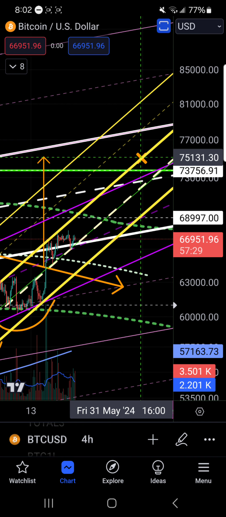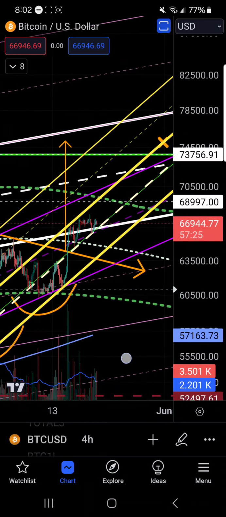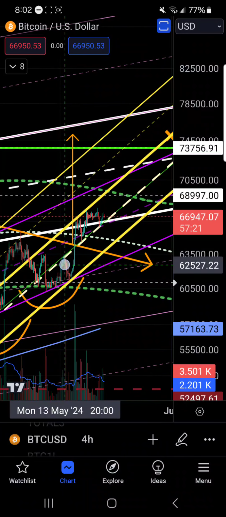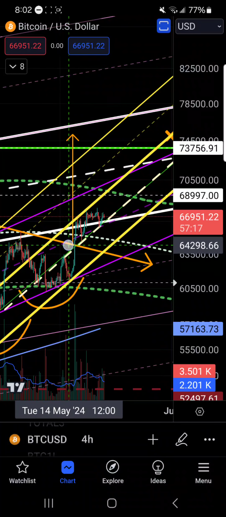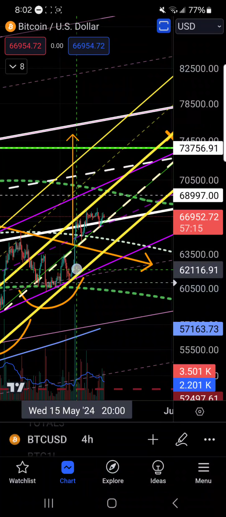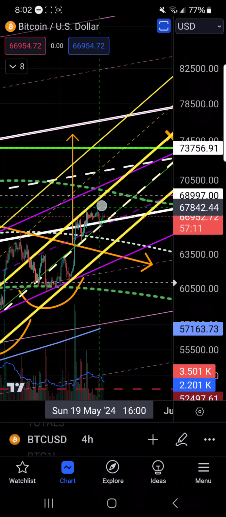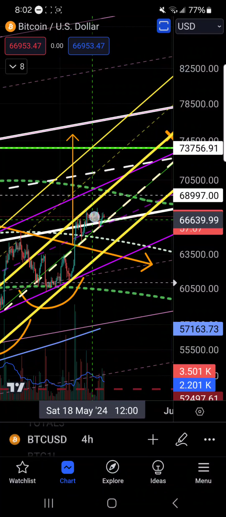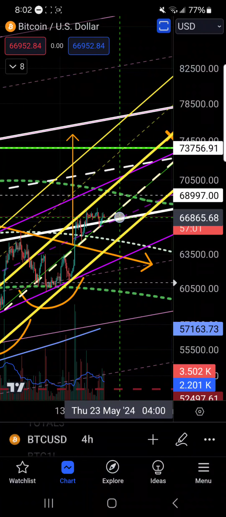And as you can see, currently we are traveling in these channels. We've come to the bottom of this channel. The center line of the lower channel acted as resistance, bounced back down to the bottom, blasted up through. The top or the mid section of these two channels has acted as resistance here. And then we've also held the center line as support.